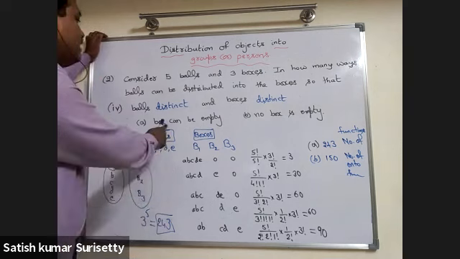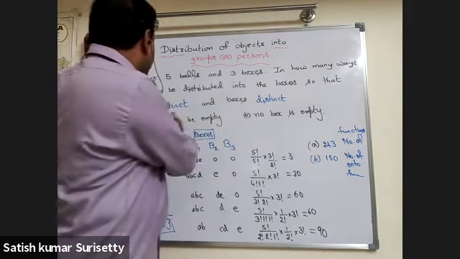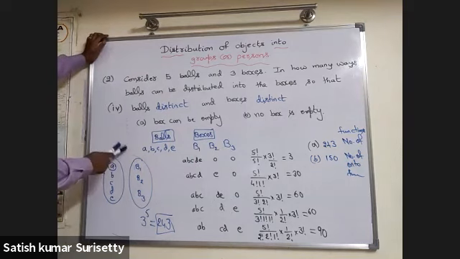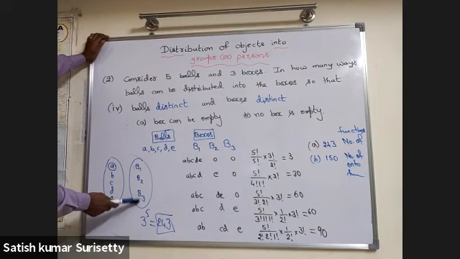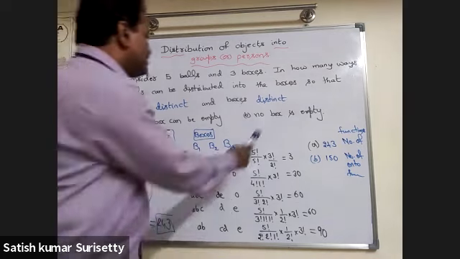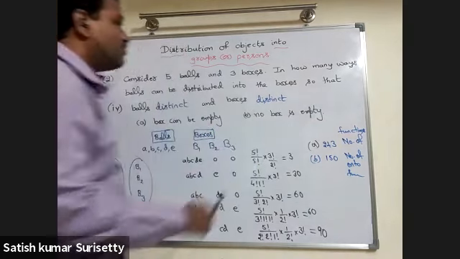So when a box can be empty, another explanation is the number of functions from set A to set B. Set A contains 5 elements and set B contains 3 elements. The first element can be assigned to any of the 3 elements. The second element also can be assigned to any of the 3. Third also can be assigned to any of the 3. Fourth and fifth as well. That is 3 into 3 into 3, 5 times. So 3 to the power of 5. Whereas the second bit corresponds to the number of onto functions.